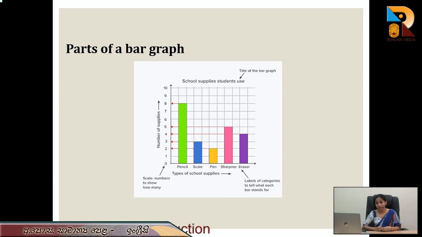Right. Now in this slide, I've given you the parts of a graph, a bar graph. It's very simple. I hope you know it already. On the top, there is the title. It should be there. Now in this, it's the school supplies the students use. And then there are the two axes. X-axis, which is the horizontal axis, shows the labels of the types of school supplies used by the students. And the y-axis, which is the vertical one, shows the number of supplies used by the students. So, as you can see, there is a scale on the y-axis.